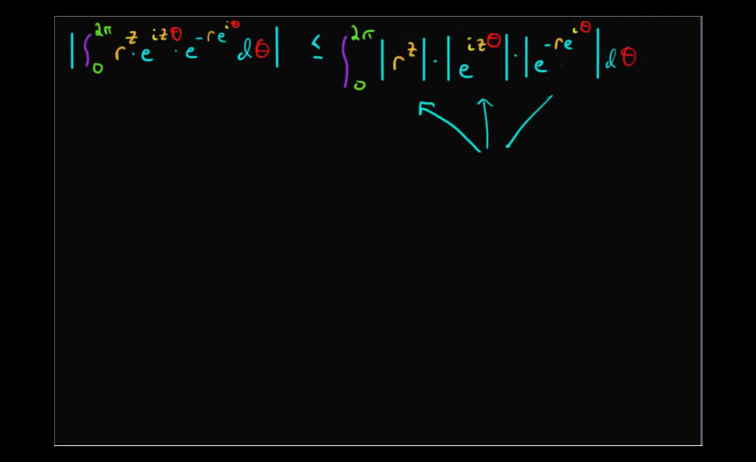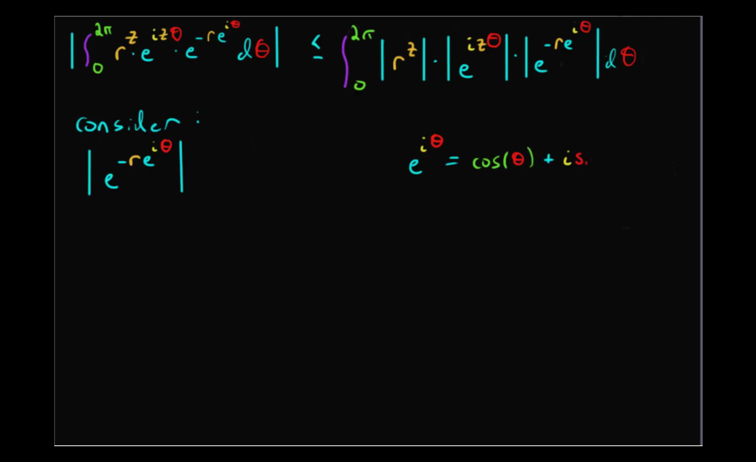And now what I want to do is to determine bounds on each of the terms on the right-hand side in this integral expression. So let's start by considering the last term. We're going to consider the modulus of the expression e to the negative r e to the i theta, remembering, of course, that e to the i theta equals cosine theta plus i sine theta by Euler's identity. So then we have that the modulus of e to the negative r e to the i theta equals, by Euler's identity, the modulus of e to the negative r times the quantity cosine theta plus i sine theta. And then simplifying further, this equals the modulus of e to the negative r cosine theta times e to the i times negative r sine theta.